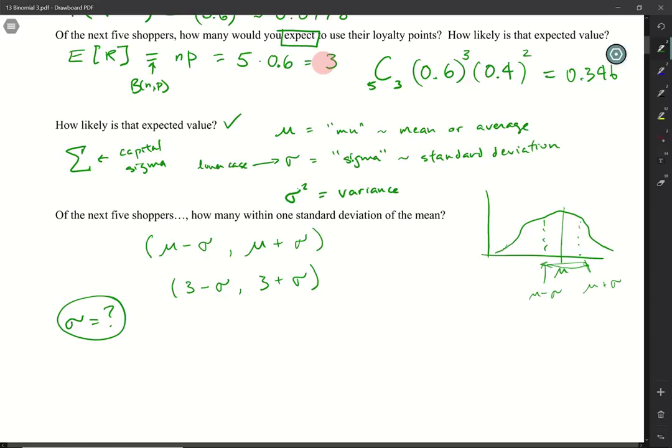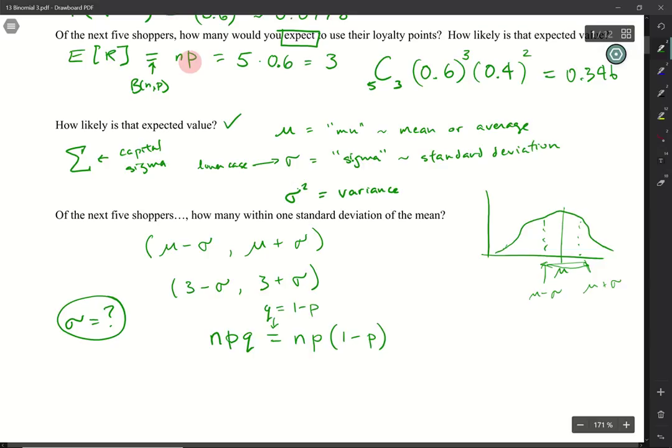Sorry? Almost. Something about this NP. What's the simplest thing that's related to NP that's not NP? Right? How about NPQ, right? Where if Q is the complement of P, it's really N times P times 1 minus P.